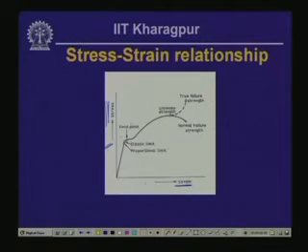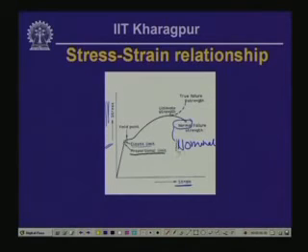Now in this particular figure, there are various terms indicated. One we have called the proportional limit, this we have called the elastic limit, this particular point we have called the yield point, this is the ultimate strength or the ultimate stress, and this particular point, actually this is wrong, this is not normal, this should be nominal. This is the nominal failure strength.